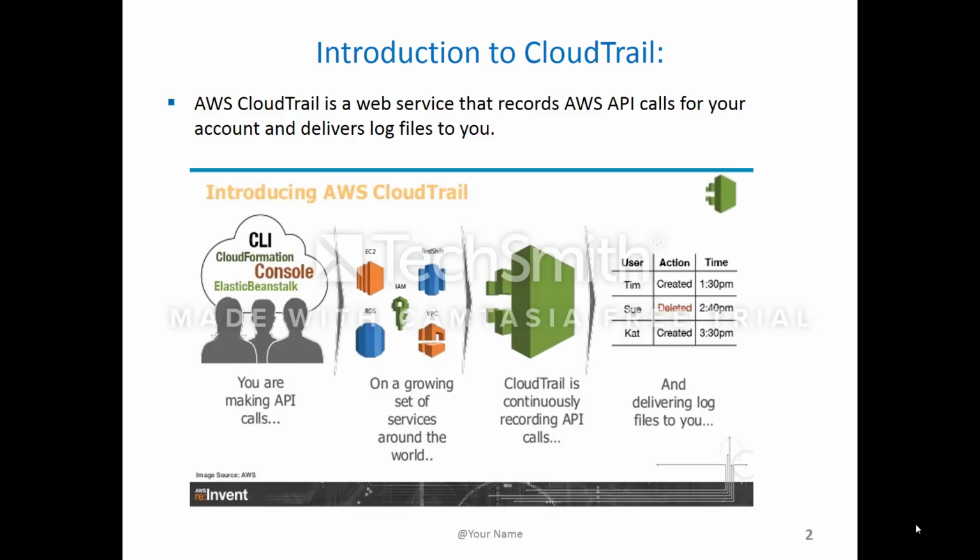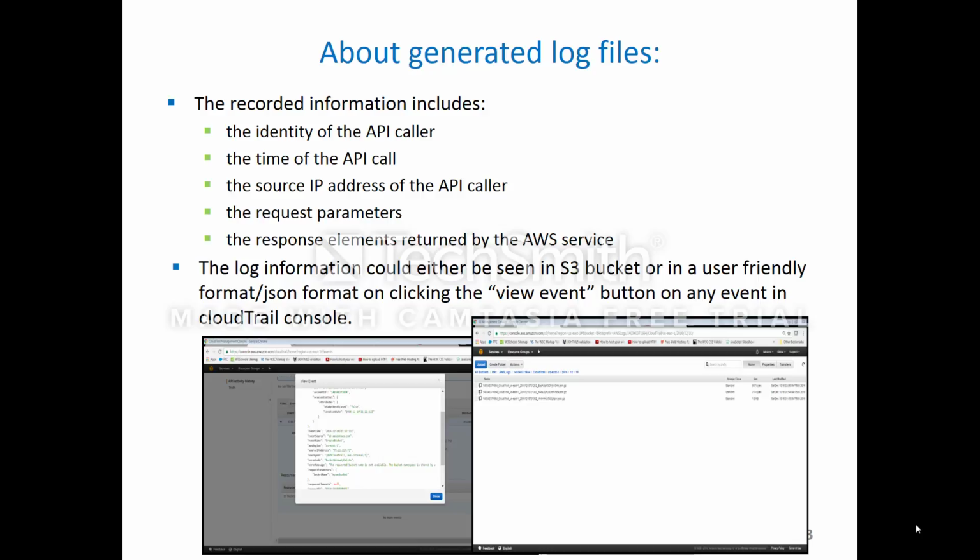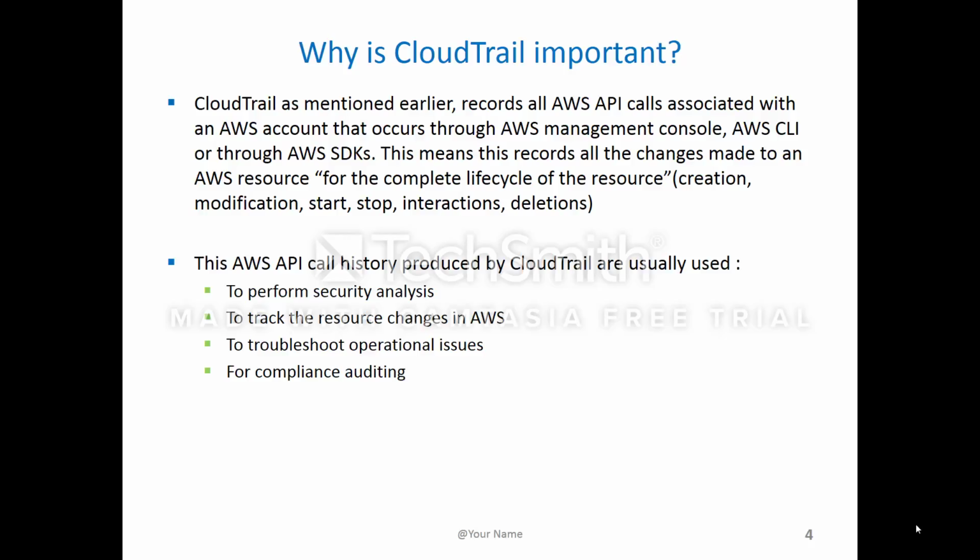All the API calls are made for AWS services like Redshift, S3, EC2, any services. It's all recorded by CloudTrail service and is recorded in the form of log files. The log files basically contain the identity of the API caller, the time of the API call, source IP address, request parameters, and then the response elements.